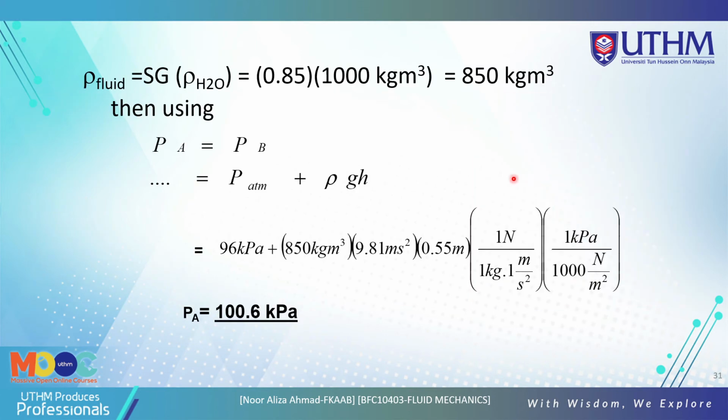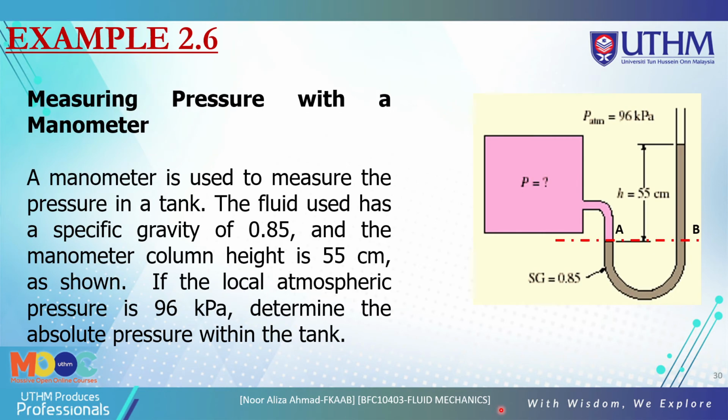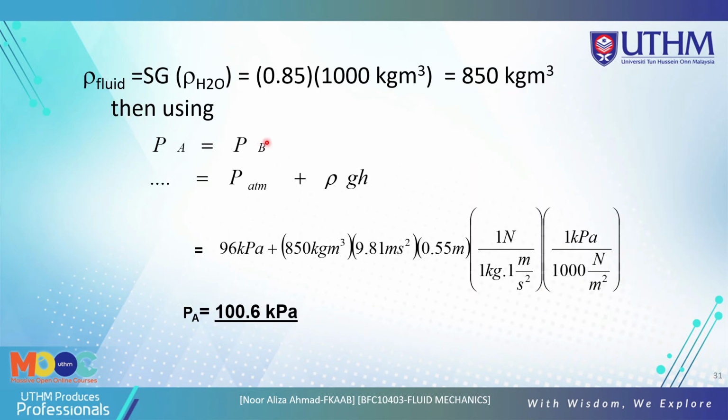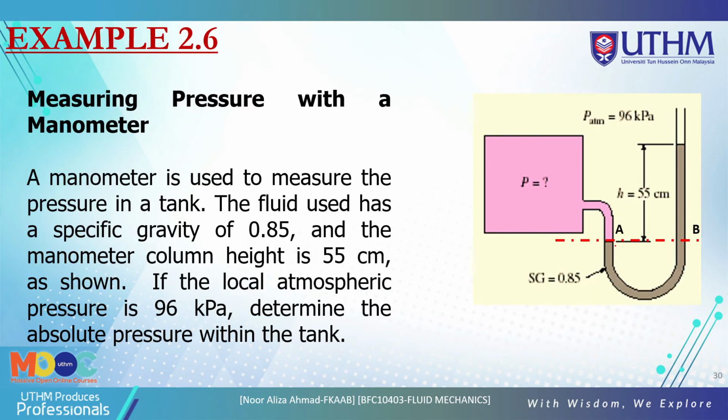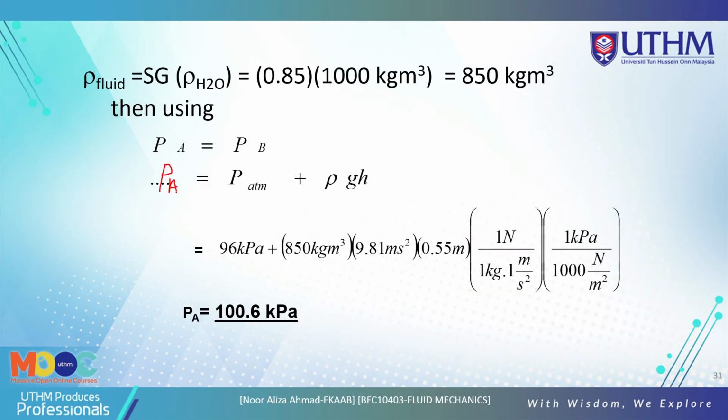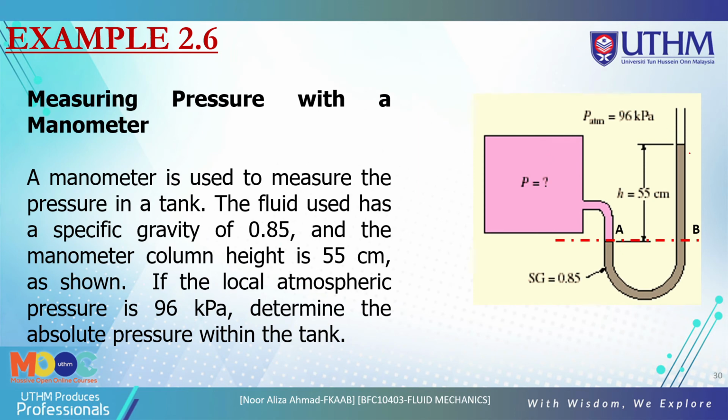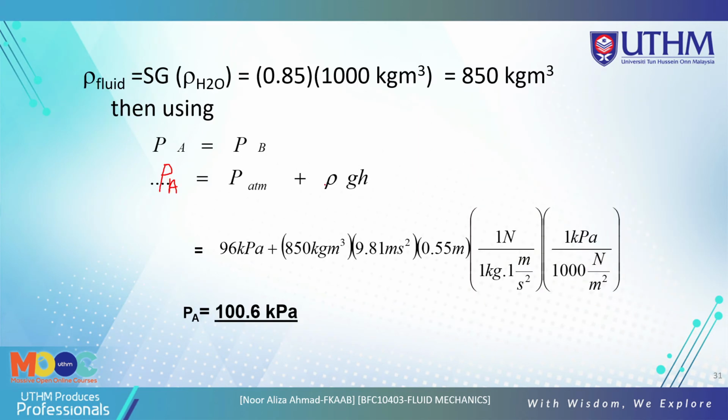So now we just use the concept of PA, PB here. We use the pressure at A is equal to pressure at B, using the Pascal concept. So PA is equal to PB. PA includes the pressure here, so we include the P atmospheric plus the rho g h here.